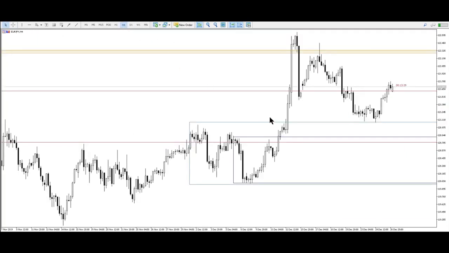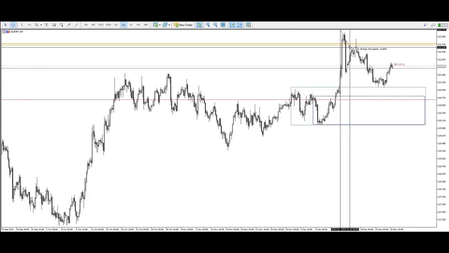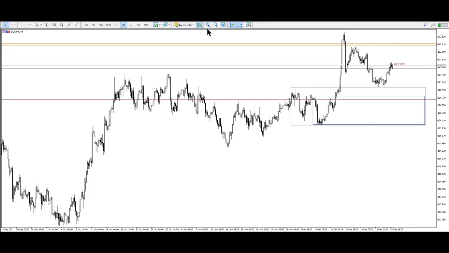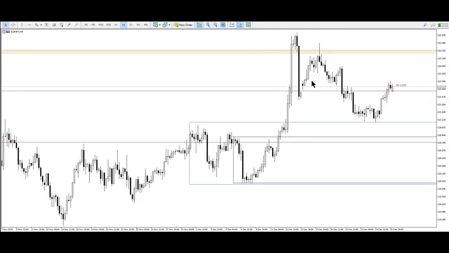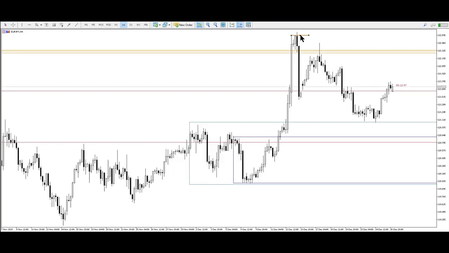So let's go into the 4 hour, and yes, we do have some sort of break in structure here because we have a low, lower high, lower low. Alright, so what we can do here is simply mark out the very origin that caused that lower low, and essentially what we had is a raid, just like this, raid, within retest of this block.